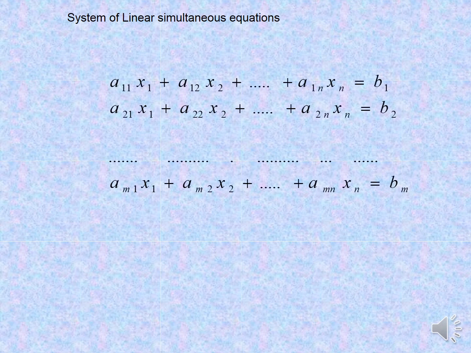b1, b2, bm are the elements of the right hand side, which are numerical values, and here the number of rows is m and the number of columns is n. So we have to find the values of the variables x1, x2, x3, xn. This is the objective when we solve the system of linear equations.